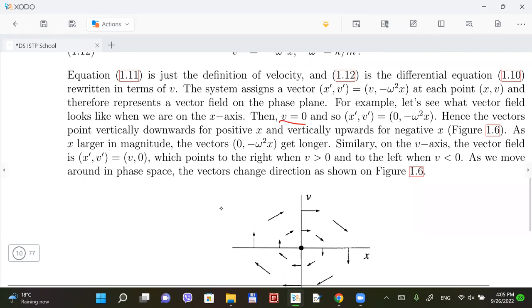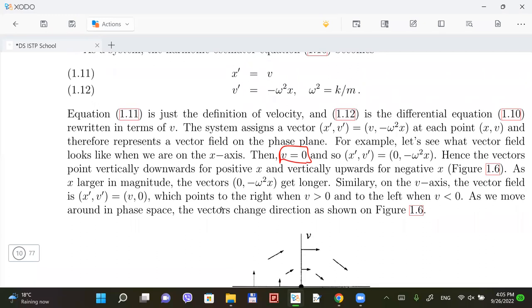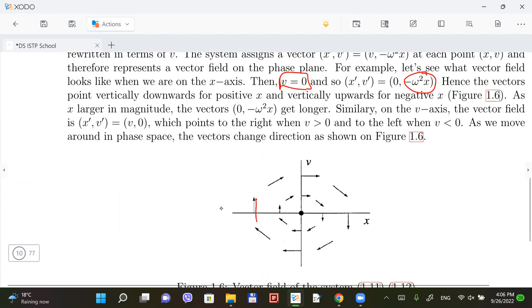First, let's see for x equals zero, that means on the y-axis. Okay, what is the vector? The first coordinate is zero, and we have the second coordinate. So since the first coordinate is zero, the vector is like this or like this, upward and downward. It is upward if the second coordinate is positive, then we are going upward. If it is negative, we are going downward. So we are going upward here or downward here.